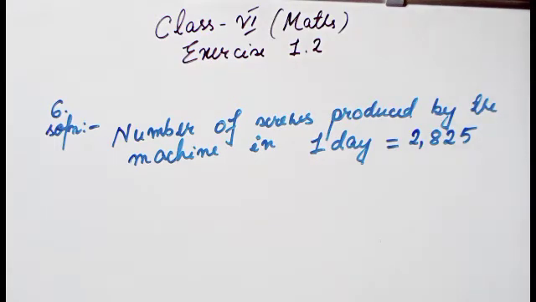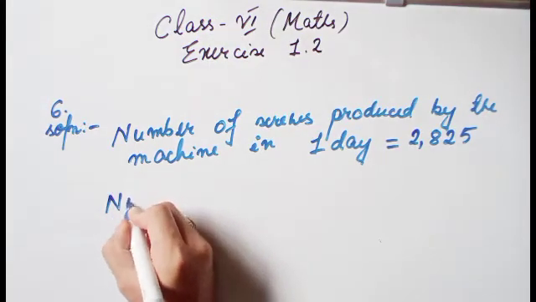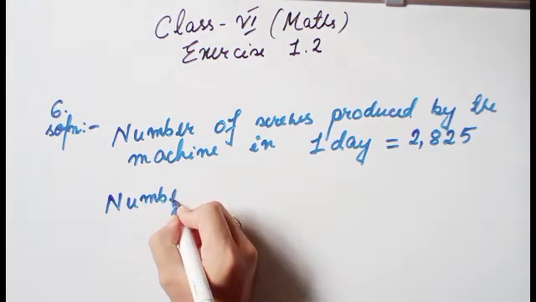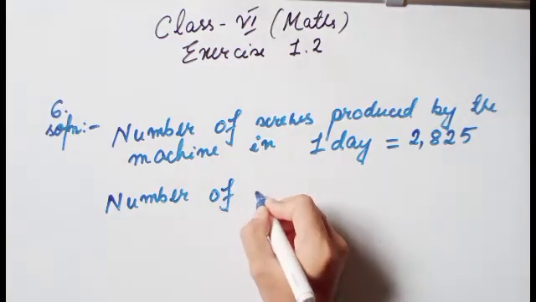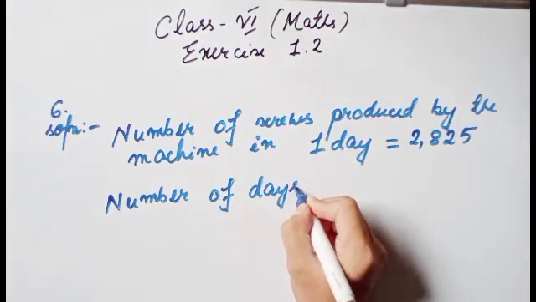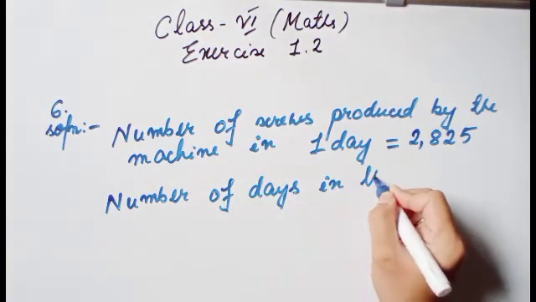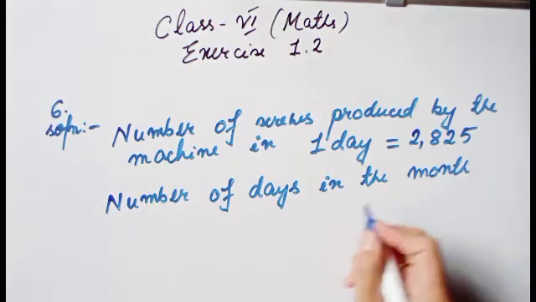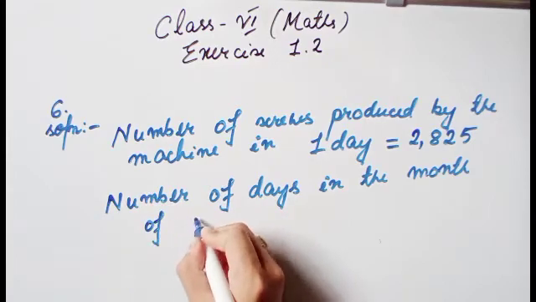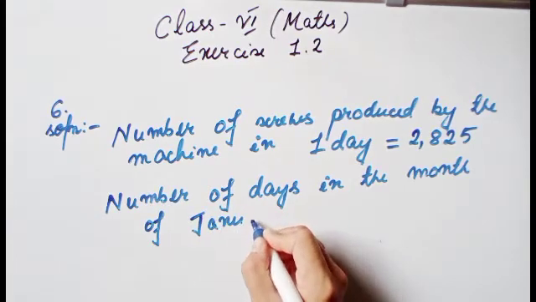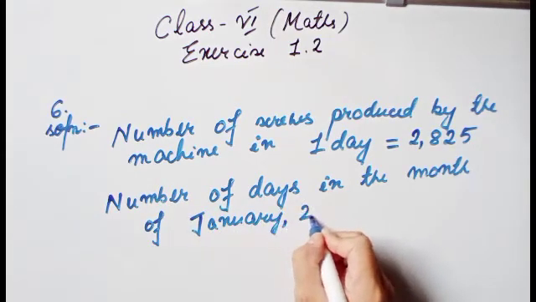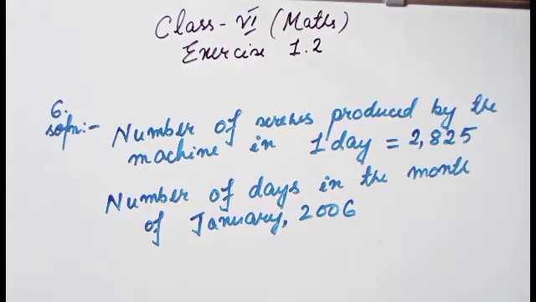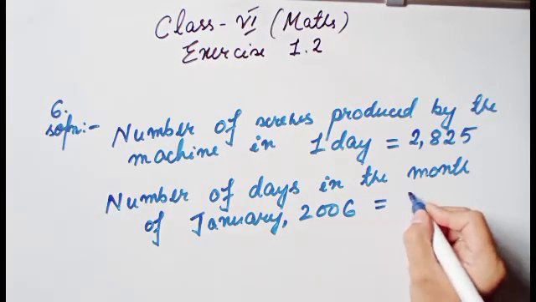Next, we have to write the number of days in the month of January 2006, right? So how many days are there? 31 days.